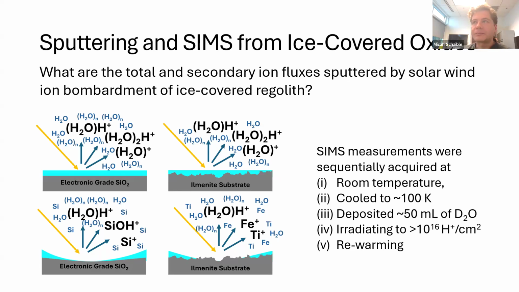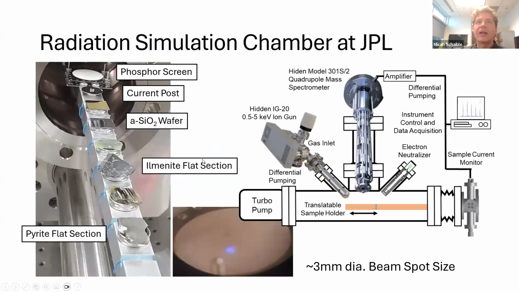All right, so we took the SIMS measurements at multiple temperatures and dosing conditions. And this is the chamber that was used. This is the radiation simulation chamber at JPL. As Michael just said, it is colloquially known as the Radamathes chamber.